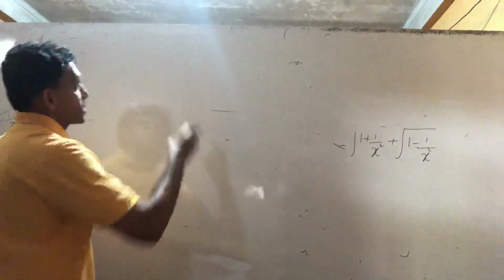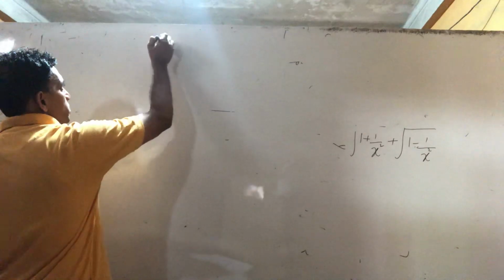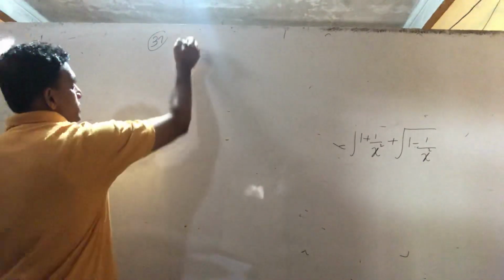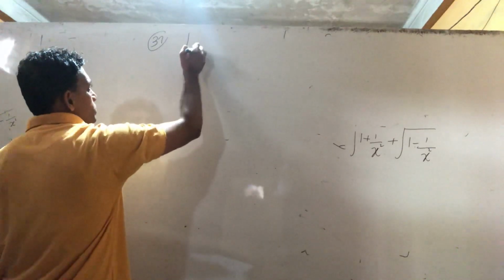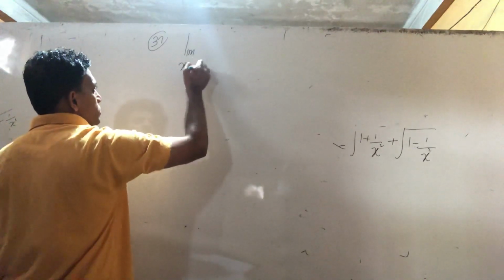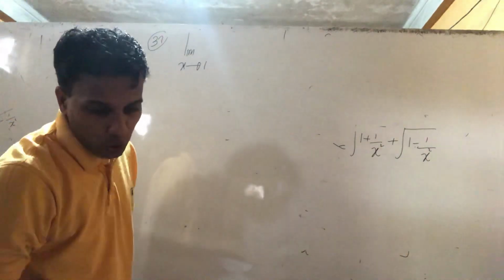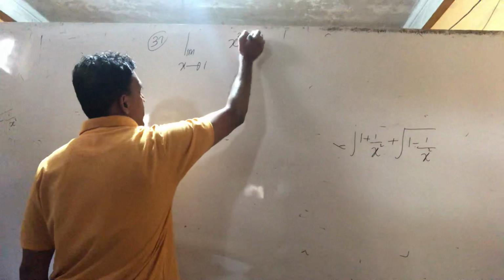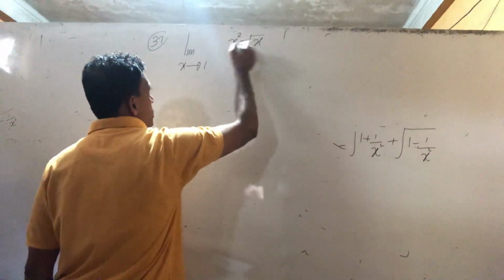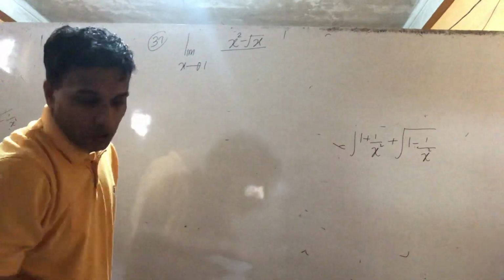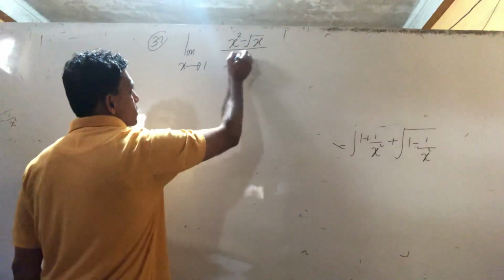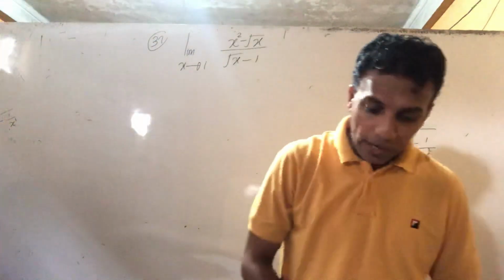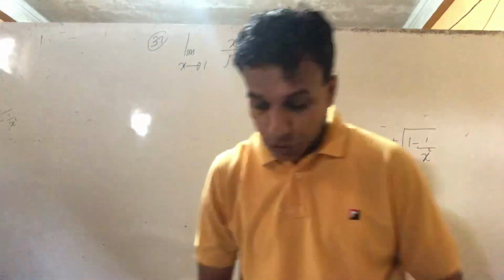Next question, 37. Problem 37 says: limit as x approaches 1 of (x square minus square root x) over (square root x minus 1). Find the limit value when x tends to 1.